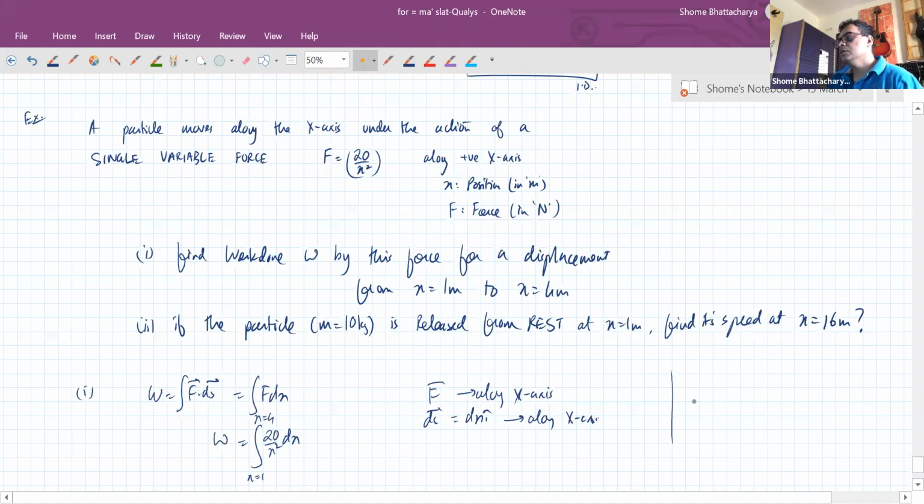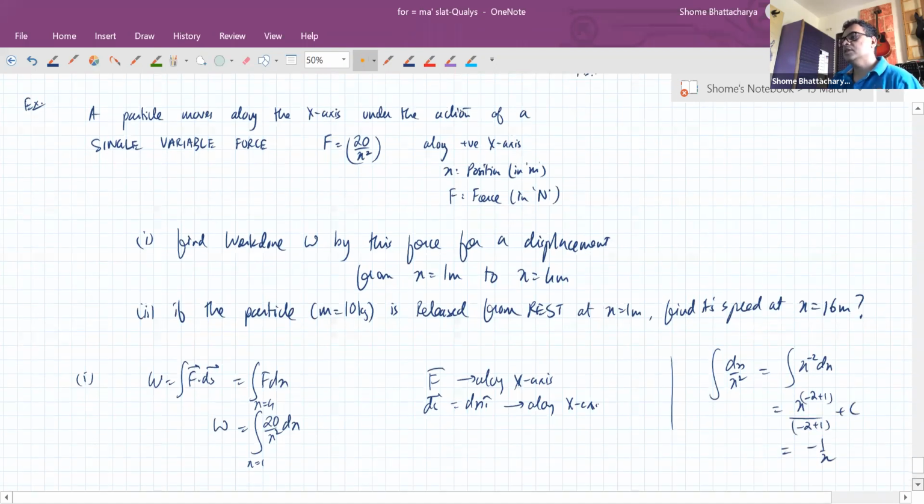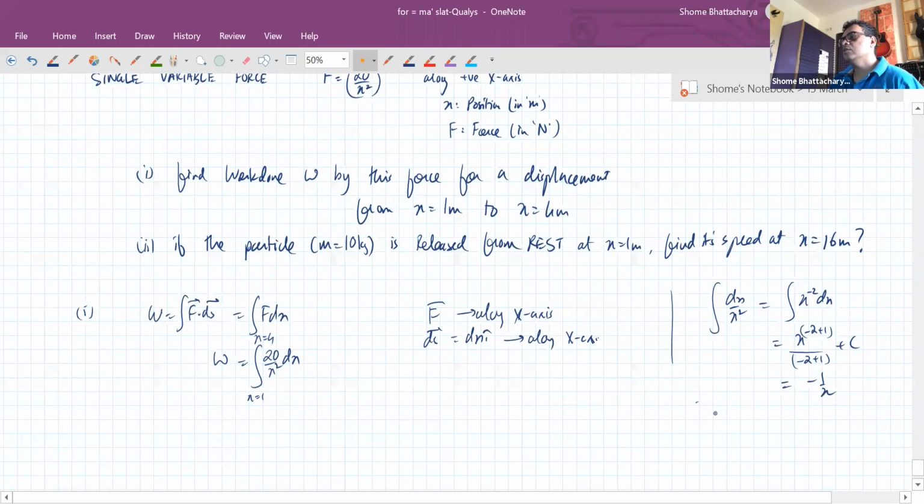Now remember, integration of dx upon x square is x to the power minus 2 plus 1 upon minus 2 plus 1. So very important, don't forget the minus sign. It is minus 1 by x. So integration of 20 dx by x square is minus 20 by x.